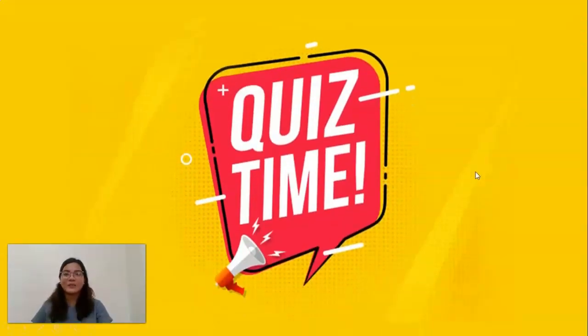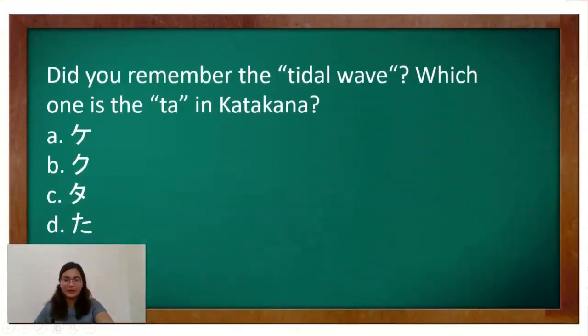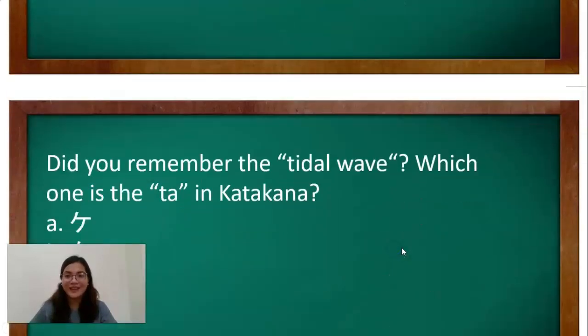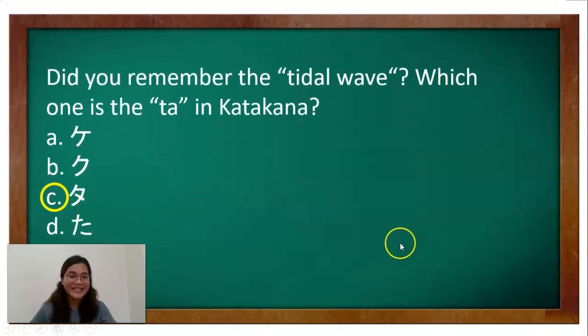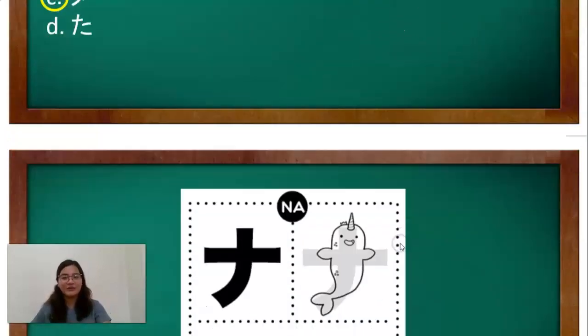Okay, and now let's proceed to quiz time. Did you remember the tidal wave? Which one is the ta in katakana? A, B, C, or D? And the correct answer is letter C. Okay, good job for that.